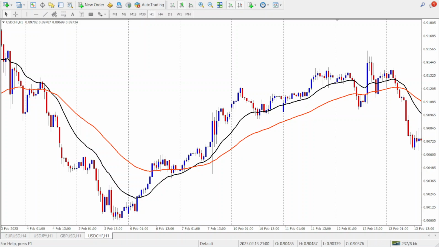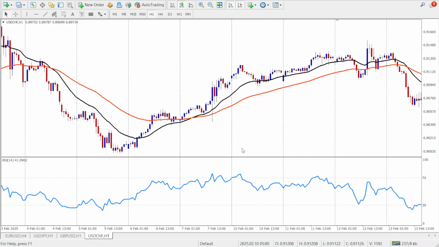Now, here are a few additional tips to help you maximize the success of this strategy. First of all, ensure that you confirm with other indicators. While the 21.55 crossover is strong, it's always a good idea to confirm with other indicators. For example, you could use the relative strength index, the RSI, to get more confirmation that the trend is indeed in your favor before entering a trade.